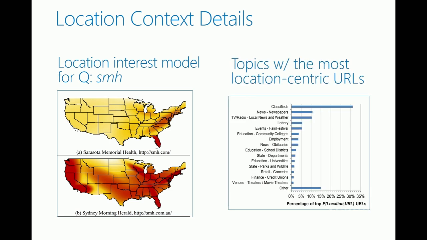And not all queries, not all topics, have a location-specific pattern like this. The cases that have many of the most location-centric URLs are things like classified ads, newspapers, local TV, radio, things that are reasonably specific to a locale. And so again, by modeling this notion of the spatial distribution of what it is that people click on given the same query, and this is done by combining a variety of Gaussians that depend on the resolution at which you want to model location, you can do a much better job of satisfying people's needs.